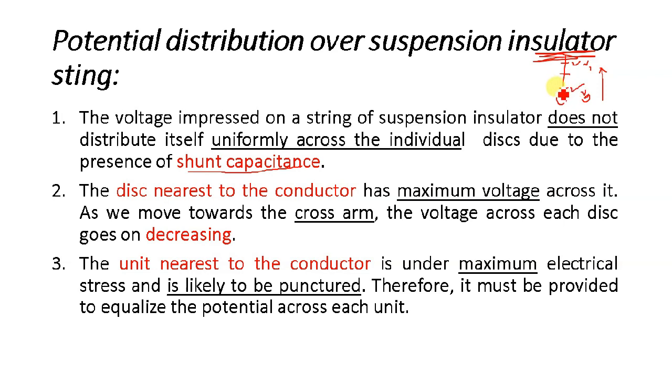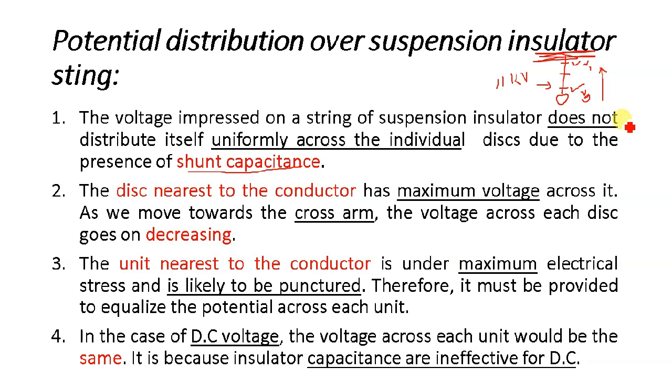Okay, so already I have mentioned that it is generally designed for 11 kV. So if the voltage stress is beyond 11 kV, in that case this disk may be punctured, and subsequently all the disks get punctured. Therefore a provision must be made to equalize the potential across each unit, so that V1, V2 and V3 are equal. So that is our main task, obviously.